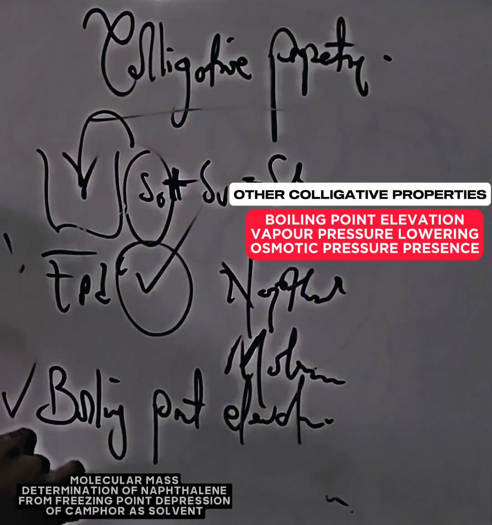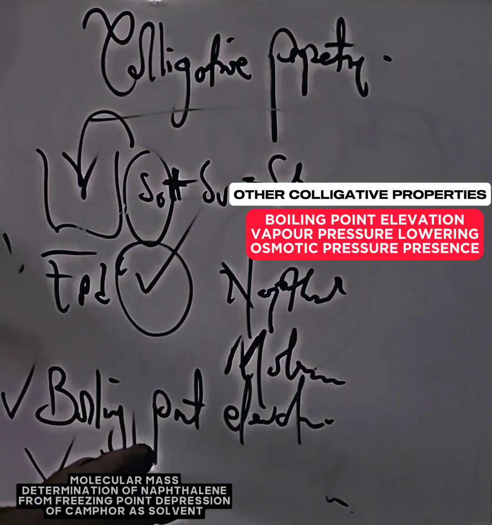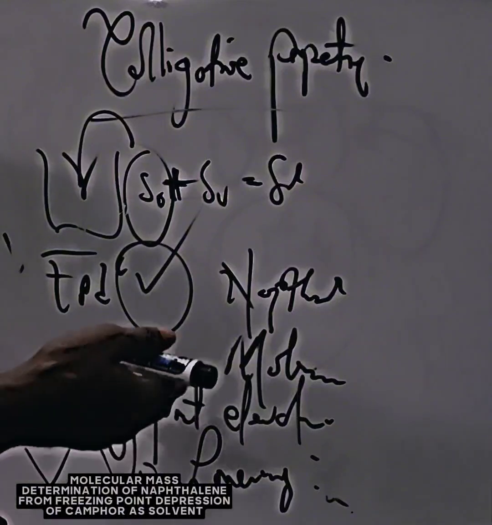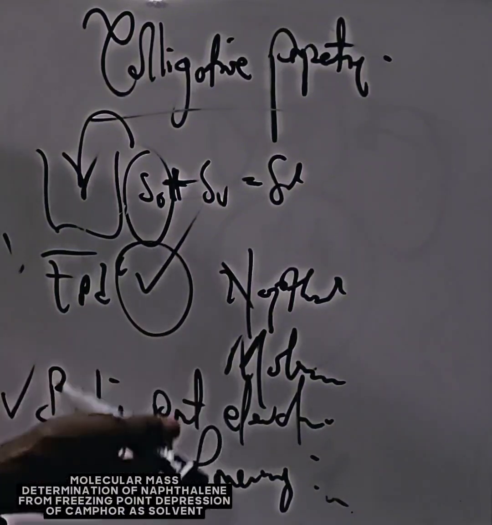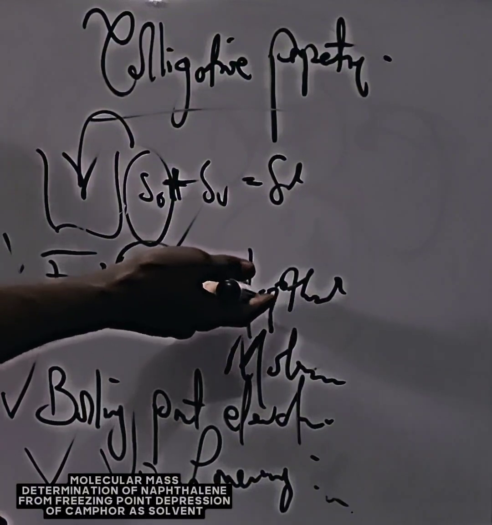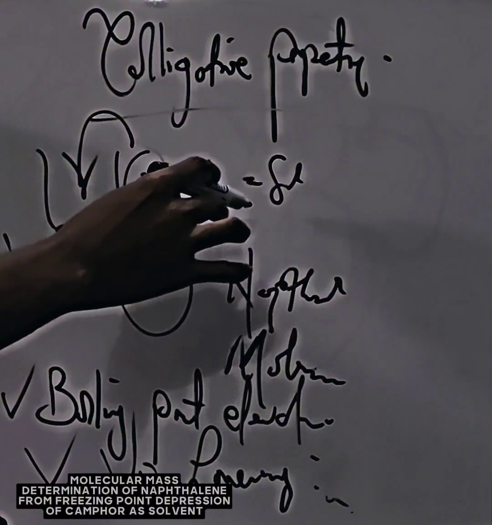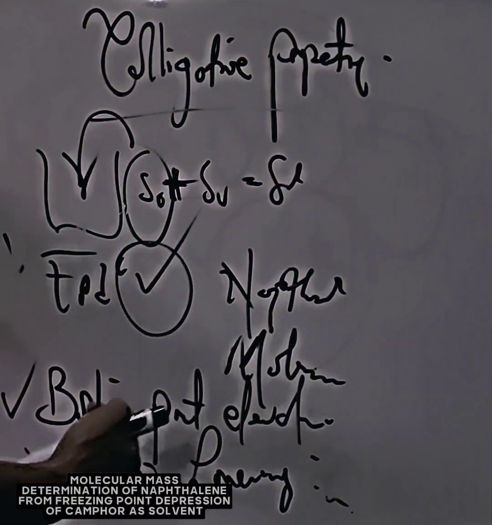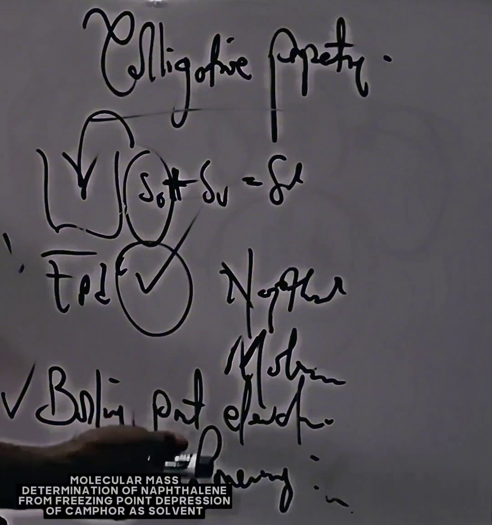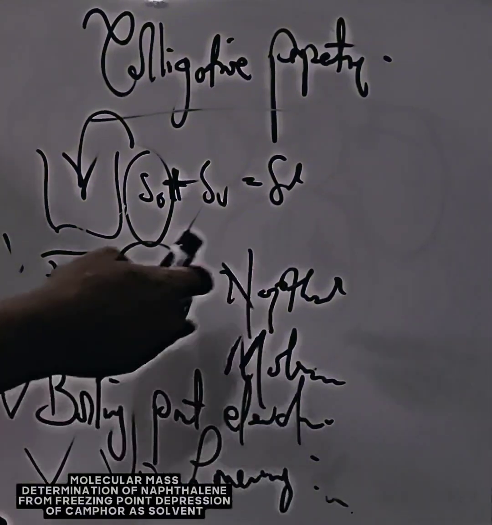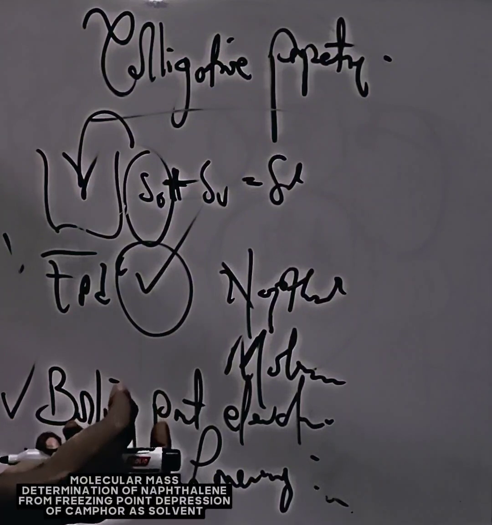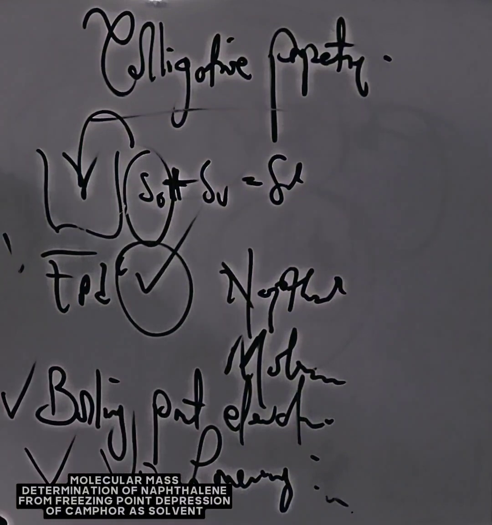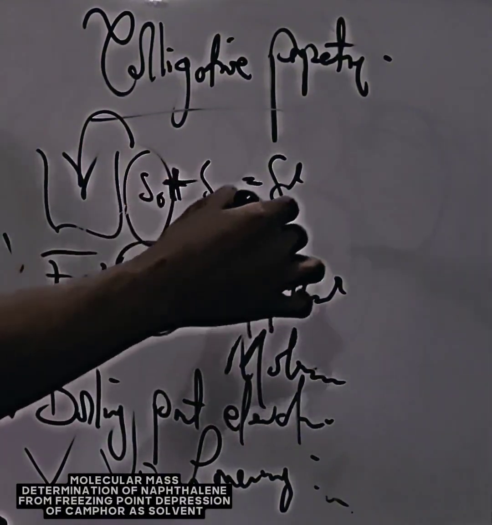So we also have vapor pressure lowering. This is another colligative property. Now, this vapor pressure reduces when a solute, for example naphthalene, is added to a solvent. In turn, it lowers the rate of the solvent evaporation, that is vapor pressure. So vapor pressure lowering due to the activity of the solute in the solvent will reduce the rate at which the solvent is evaporating. Now we also have another colligative property, osmotic pressure.